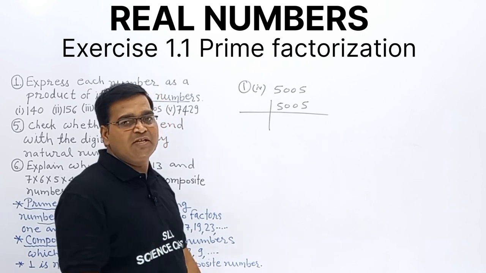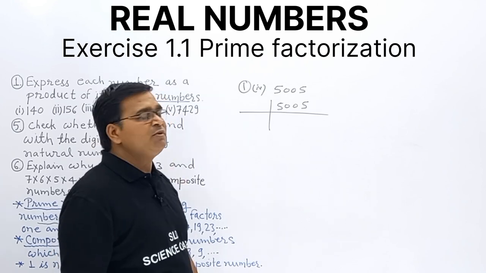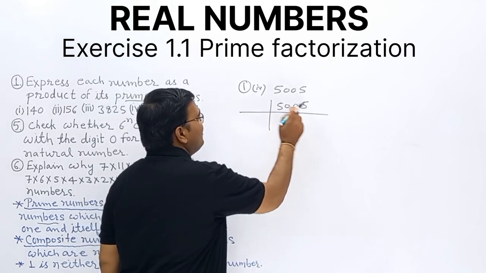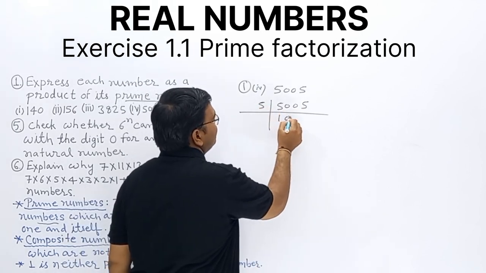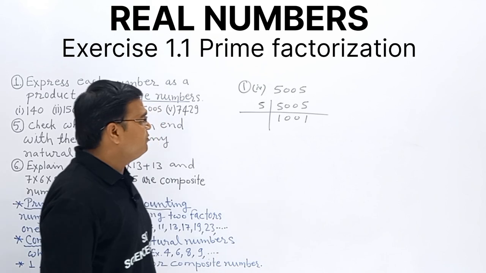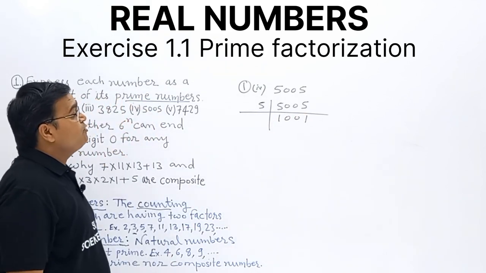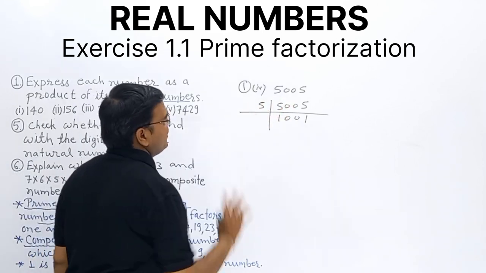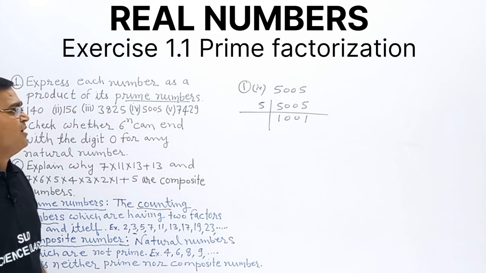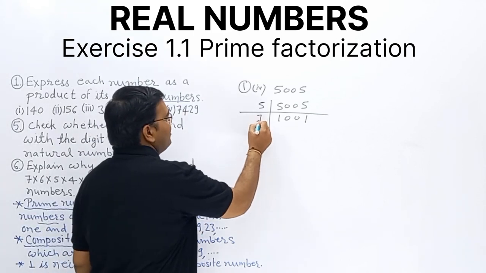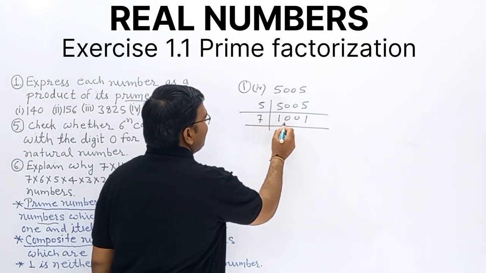Now the next prime number is 5, and what is the divisibility of 5? If the unit place has 5, we can divide this number by 5, and this is the division. How many times? 1, 0, 0 and 1 will be the division of 5005. Now 1001. Can we divide this number by 5? No. What is the next prime number? 7. I am using it there. Now how many times is it going?